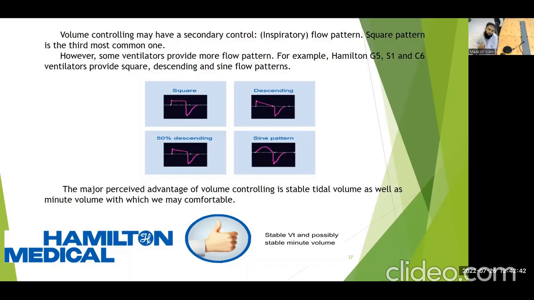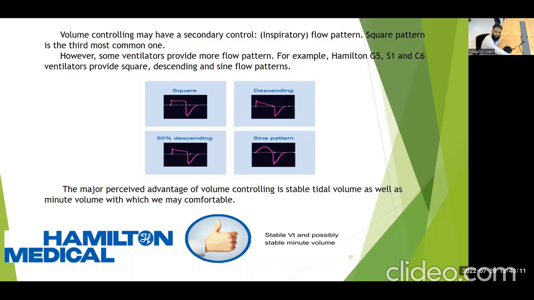So how can we achieve ideal body weight? We can achieve ideal body weight by a formula. We will find the ideal body weight by measuring the height of the patient. Also the minute volume. So minute volume also is the product of tidal volume multiplied by respiratory rate.